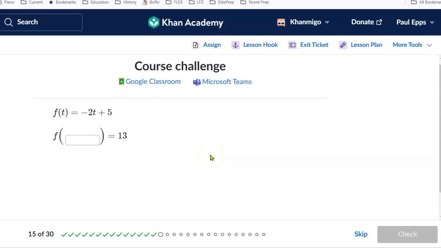F of what equals 13? All right, well, kind of back into this. F of t equals negative 2t plus 5. So if we want it to equal 13, first of all, subtract 5. From 13, we get 8. So negative 2t needs to equal 8. What can we use for t to get 8? It would have to be negative 4.